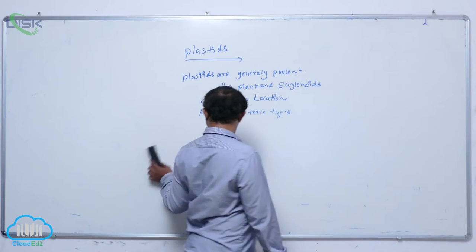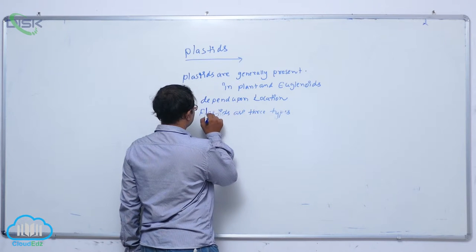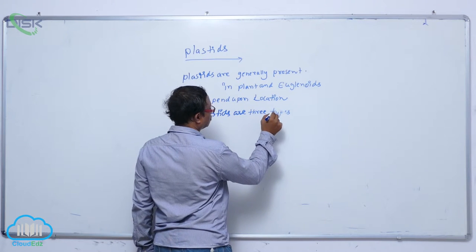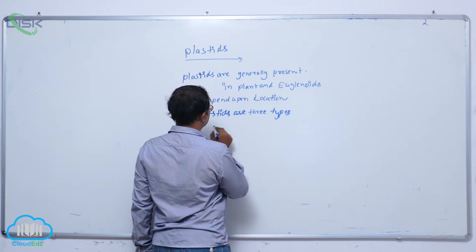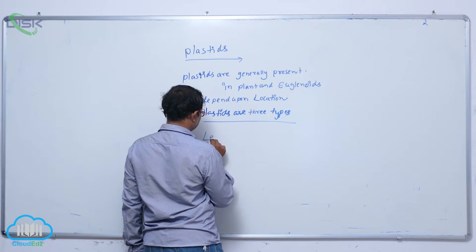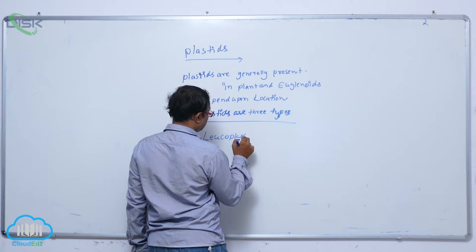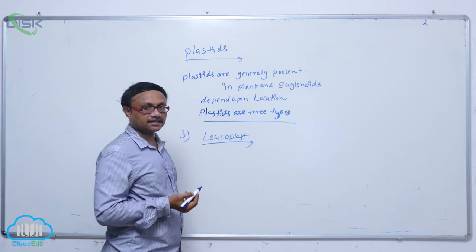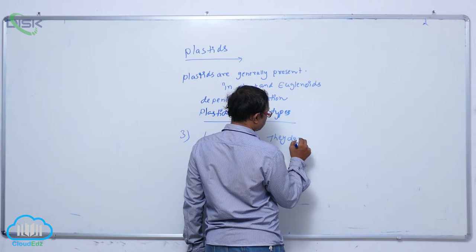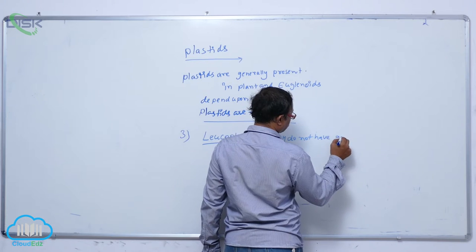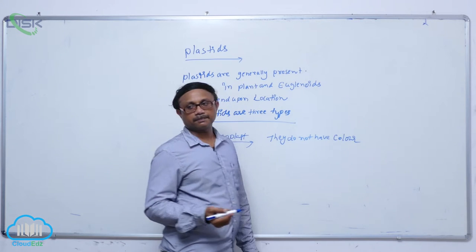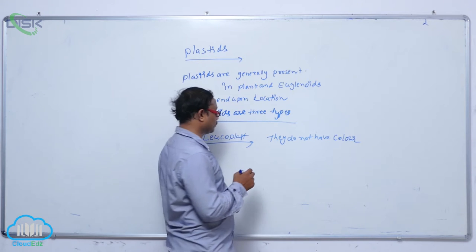Next, the third one is the leucoplast. Leuco means white, plast means sac-like structures, white bodies. So they do not have color. They are present in the deeper layers of plant cells.